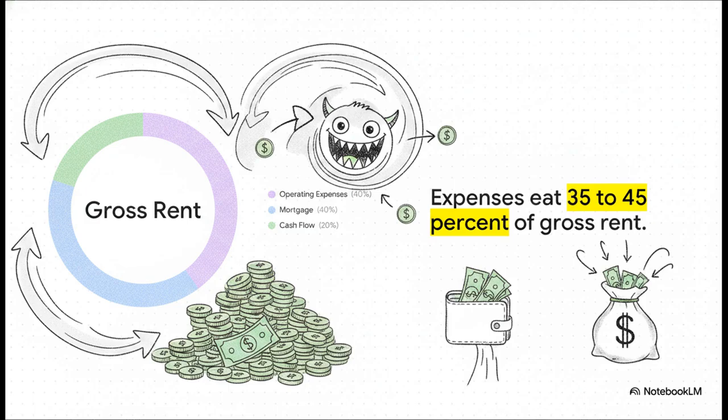But what that misses is a massive chunk of reality. Operating expenses and vacancy will eat up 35 to 45% of your gross rent right off the top. Seriously, if you ignore that 35 to 45% block, your 60-second analysis will be completely broken, and you'll end up buying a property that drains your wallet instead of filling it.